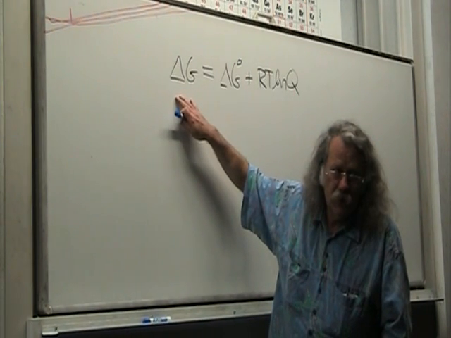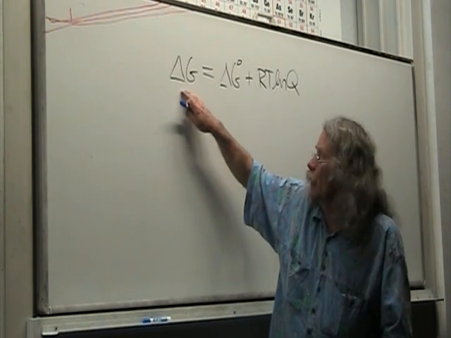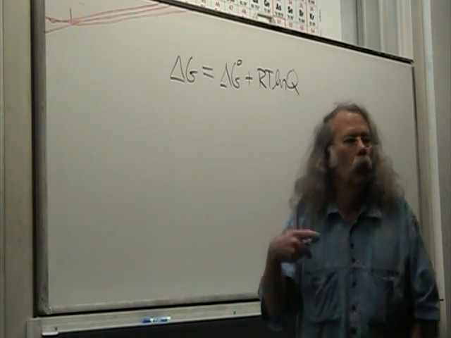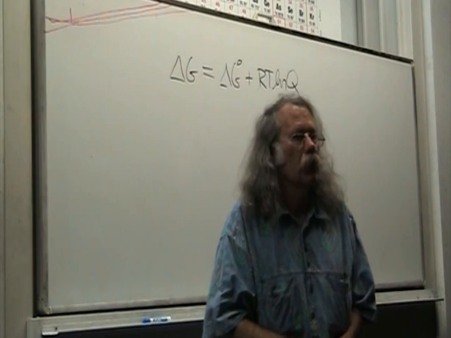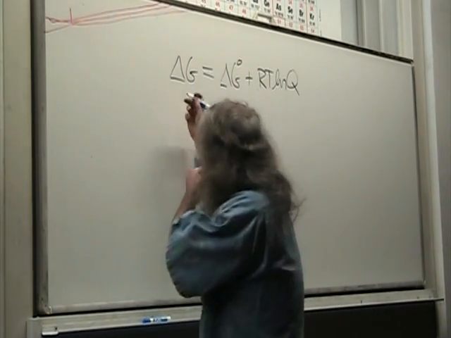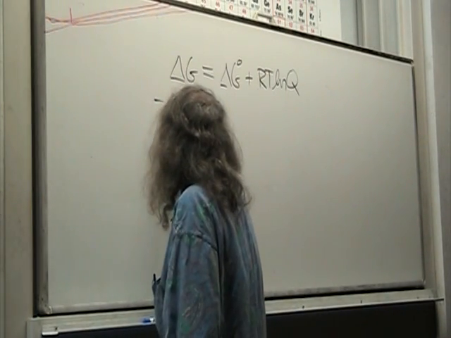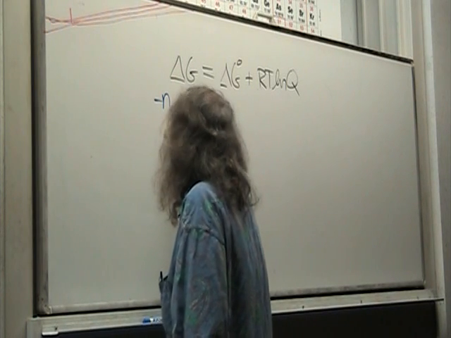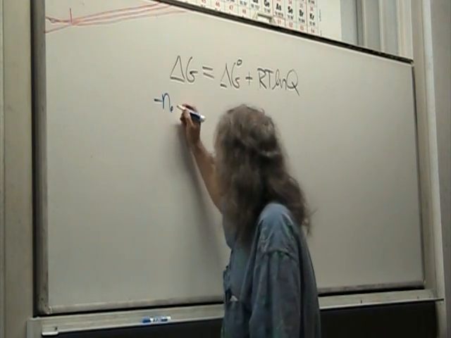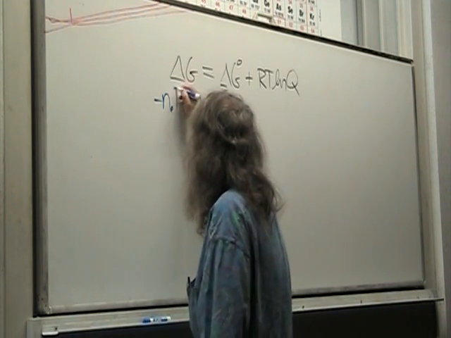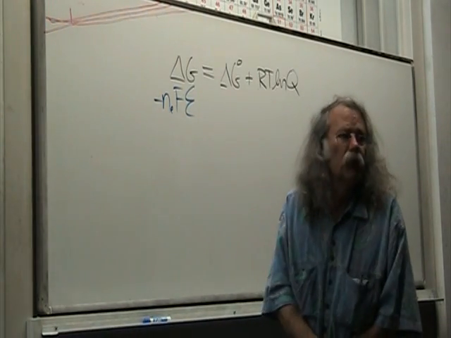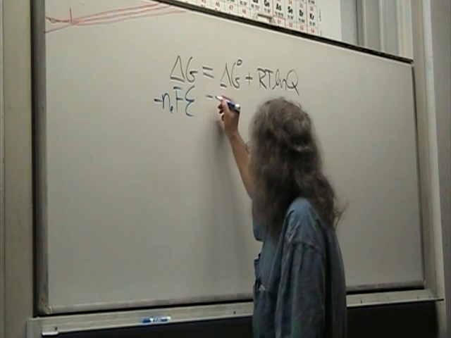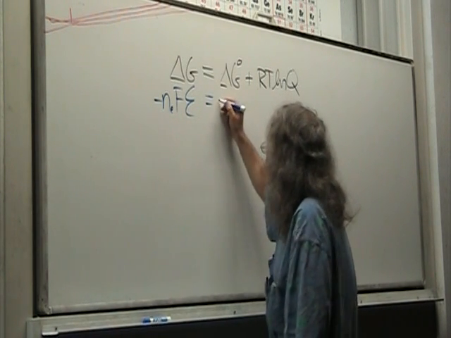Now, how do I relate that definition to what type of work we're talking about here? Electrical work. So I can use the definition that delta G is equal to minus n, with a little subscript e for the number of moles of electrons, times a Faraday times the potential. And then I can make that substitution in here.